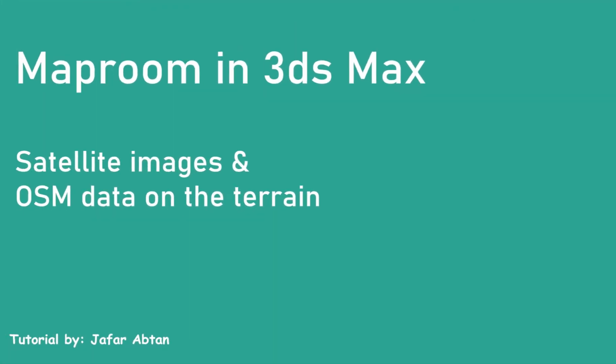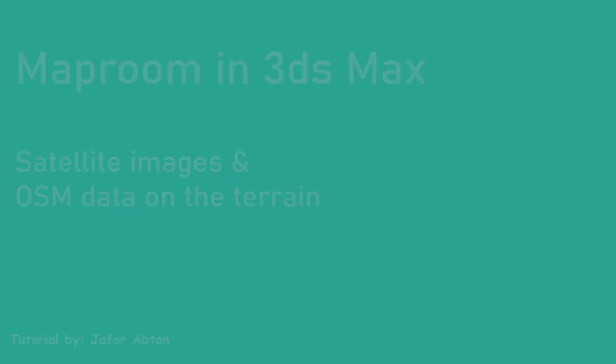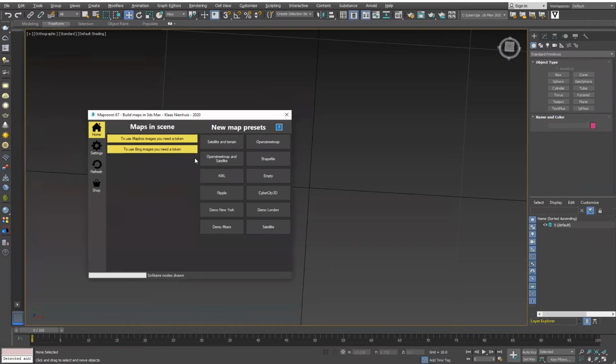Hello and welcome. My name is Jaffer Apton, and in this tutorial I'll show how to import a satellite image, a terrain, and apply OSM data on the terrain using Maproom in 3ds Max. The previous attempt was just a simple OSM data with no terrain.